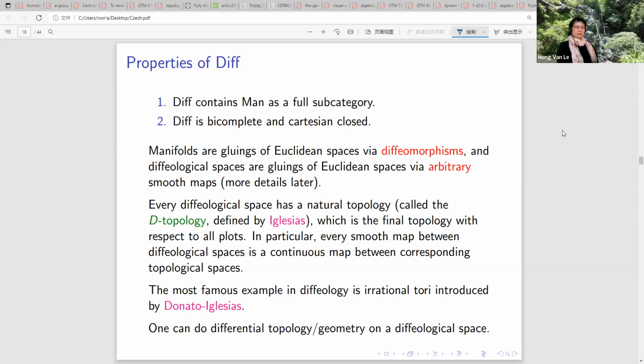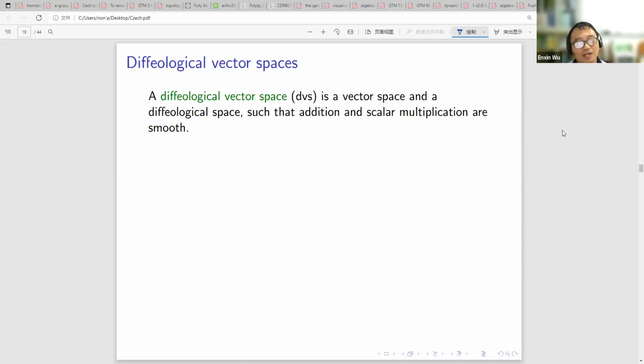Another good thing is that for all these spaces, although they are defined like a kind of topological space, you can still do differential topology and differential geometry on every diffeological space. So it's a bit interesting. It enlarges the objects. But many things, as you just saw, you have to check again by hand, unfortunately.